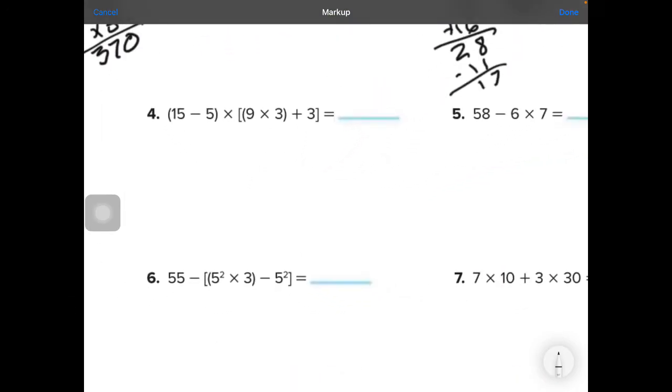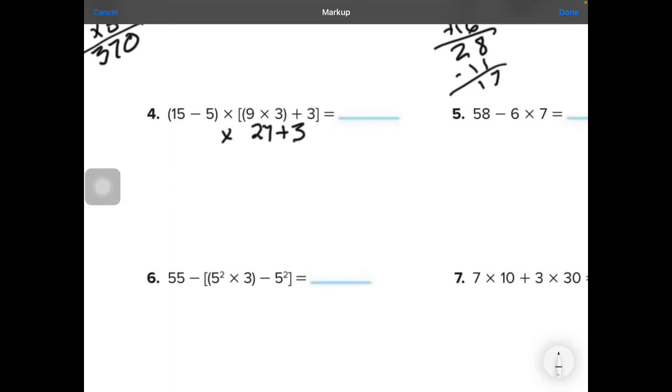Okay, oof, we've got brackets and parentheses. So let's find the one that's on the very inside. Okay, there's brackets there, and these parentheses are inside all those brackets. So let's do this one first, and then we'll do this bracket, and then we'll do this one together, and then we'll times them together. All right, so 9 times 3 is 27.